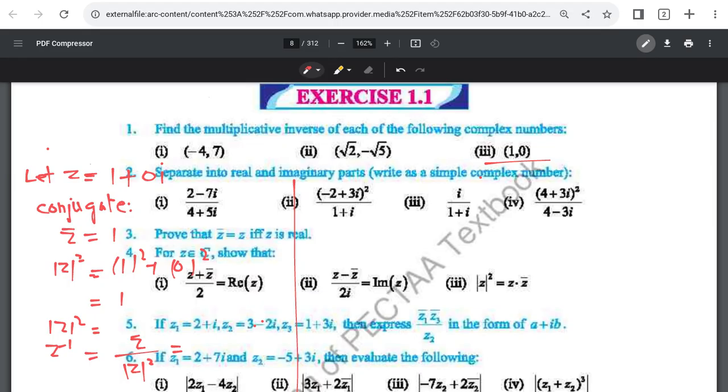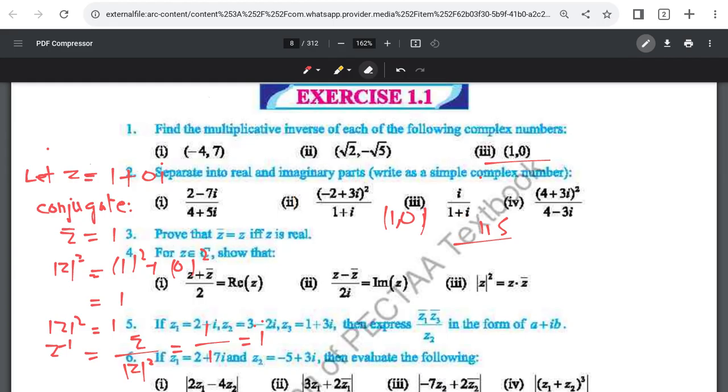Now we have the conjugate of z is 1 and the value of z's modulus square is also 1, so it is equal to 1. So our final answer of this one will be 1 and 0. So this is our final answer. So I hope you understand it.